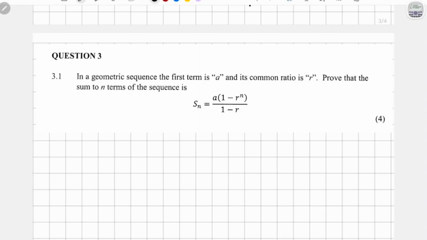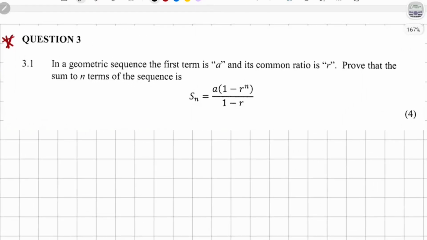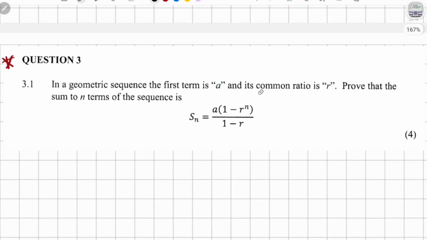So the next question is question 3. And as you can see, it's a proof. This is a proof that could come in, depending on wherever you're writing from. So this is a proof that you should study and make sure that you know. Also make sure you study the arithmetic proof as well. Study both of them, because any one of them could come in your exam. Okay, so this is what we have. In a geometric sequence, the first term is A and its common ratio is R.